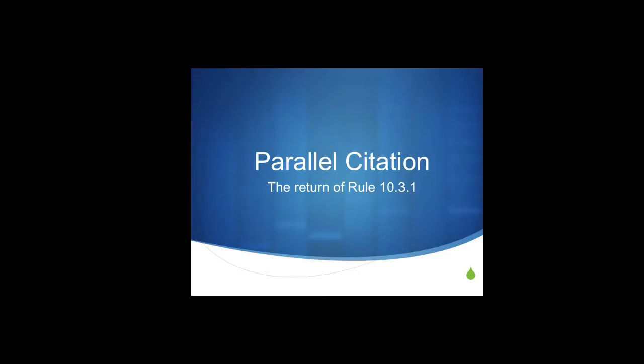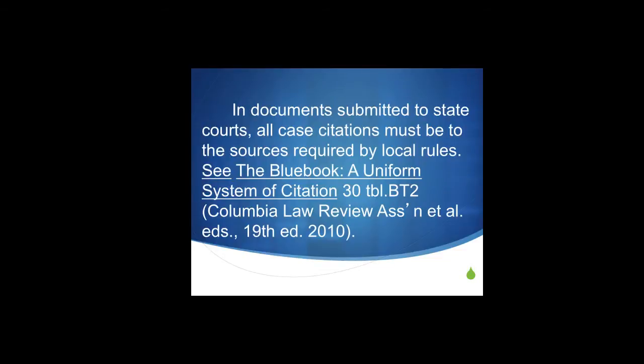In our prior lessons on Rule 10.3.1, we were focused on the aspects of the rule that taught us that citations in ordinary legal memoranda and interoffice documents would not need parallel cites. But 10.3.1 has a separate rule for court documents. When citing in court documents, we need to follow local rules. In all documents submitted to state courts, all case citations must be to the sources required by local rules. For a full listing of local rules governing citation, you can take a look at Table BT2 in the blue pages on page 30 of your Bluebook.